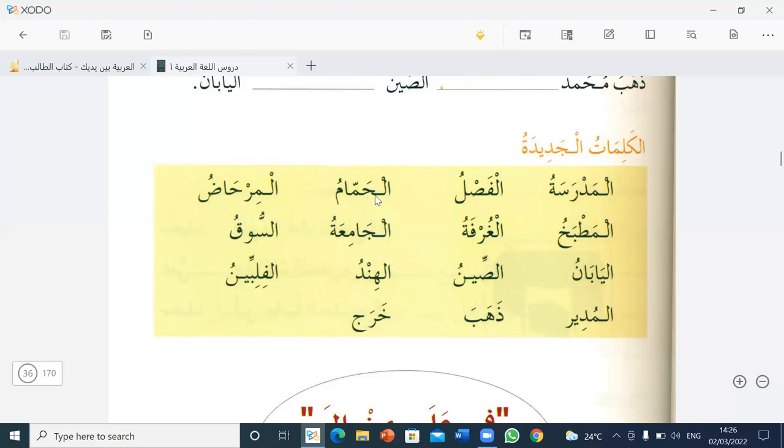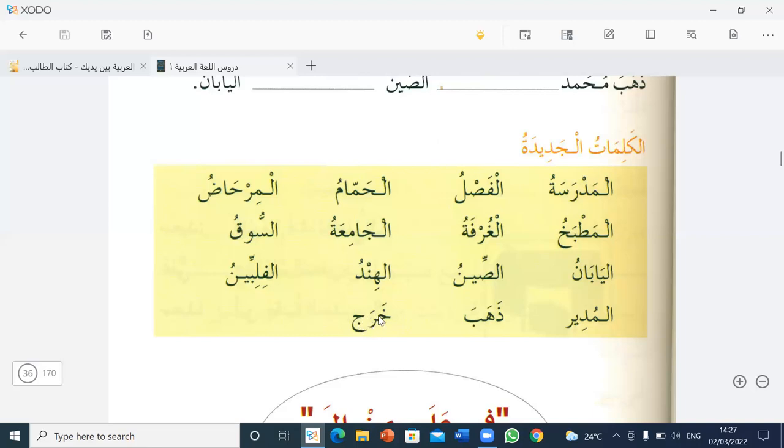Bismillah, al-hammamu. The toilet. The washroom. Did, teacher? Yeah. The washroom. Al-jami'atu. You read it now from this class. Al-jami'atu. The university. The university, okay. Al-Hindu. India. India. Horoju. Is it Horoju? Haraja. Haraja.